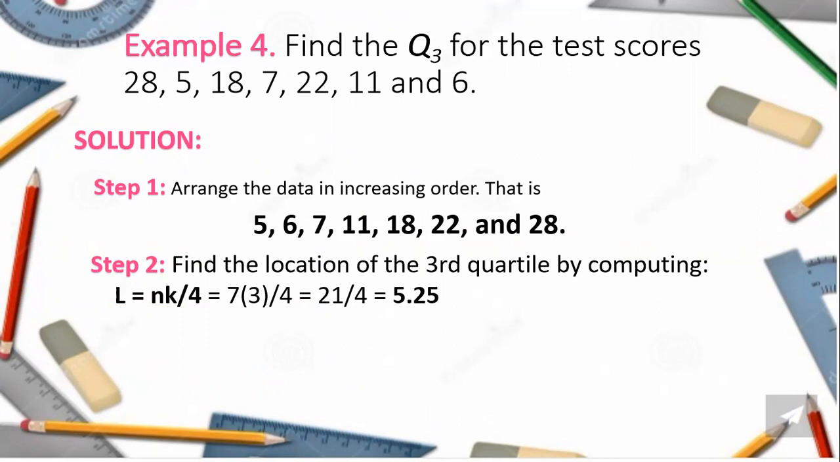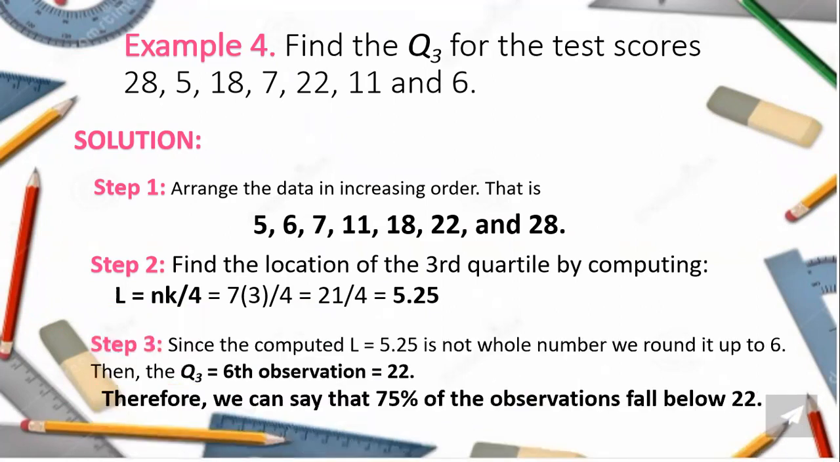L is not an integer. In this case, we are going to round up L to the next higher integer, so it becomes the 6th observation. From the arranged data, the 6th observation is 22. Note that if we are going to interpret the quartile, we need to multiply k by 25%. Therefore, we can say that 75% of the observations fall below 22.